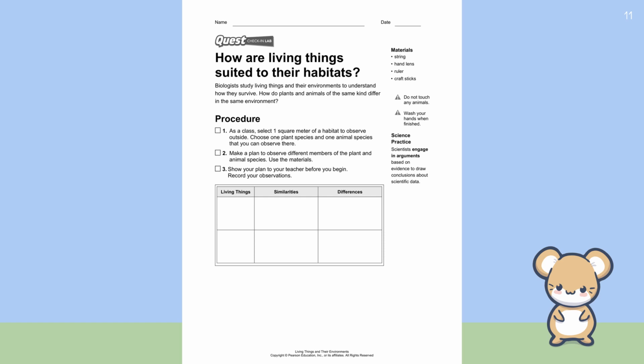So let's go over this really fast together. How are living things suited to their habitats? Biologists study living things and their environments to understand how they survive. How do plants and animals of the same kind differ in the same environment? So how do plants and animals of the same kind differ in their environment? So we have a bunch of different kinds of birds. Different birds live in different places. So they all have many different adaptations in order to be able to survive wherever they live.